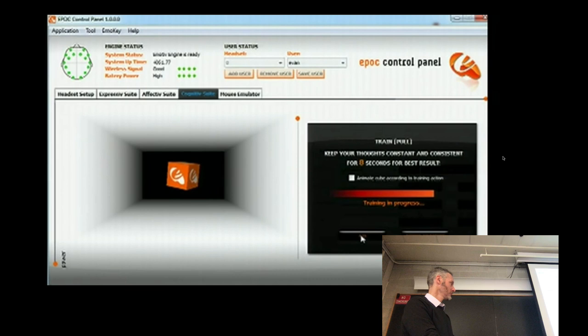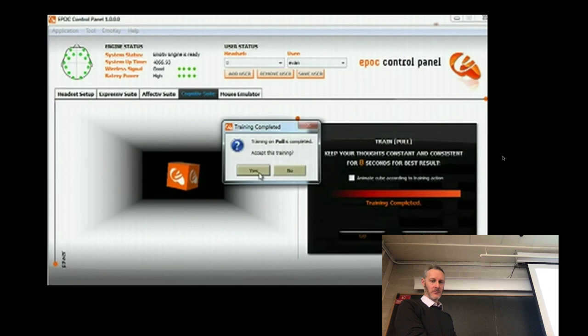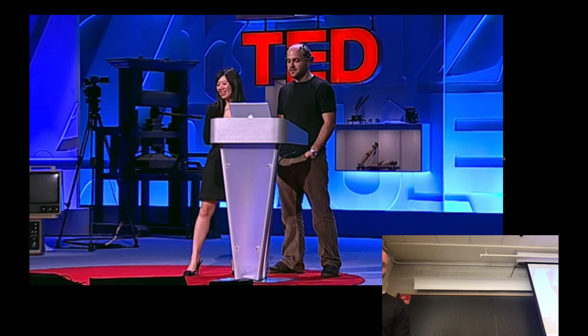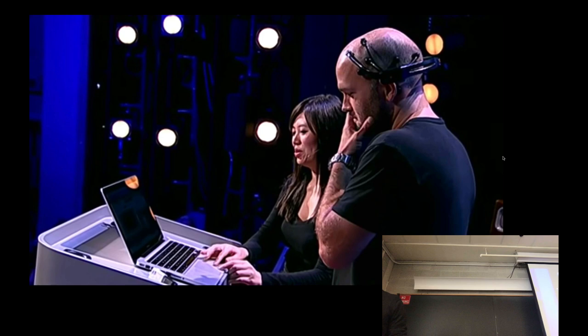Okay, so once we accept this, the cube is live. So let's see if Evan can actually try and imagine pulling. Oh, good job! That's pretty amazing.